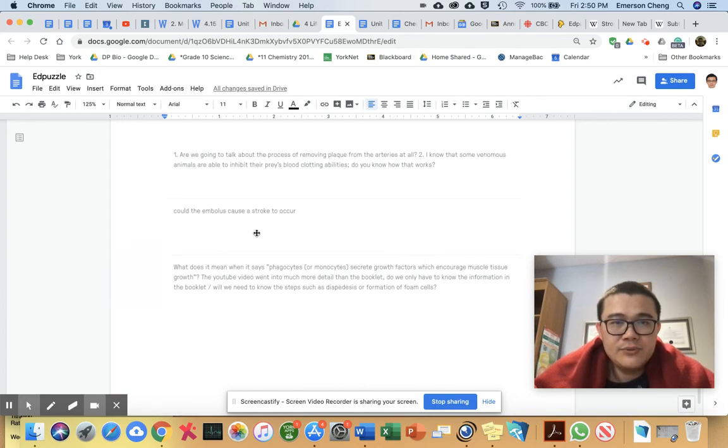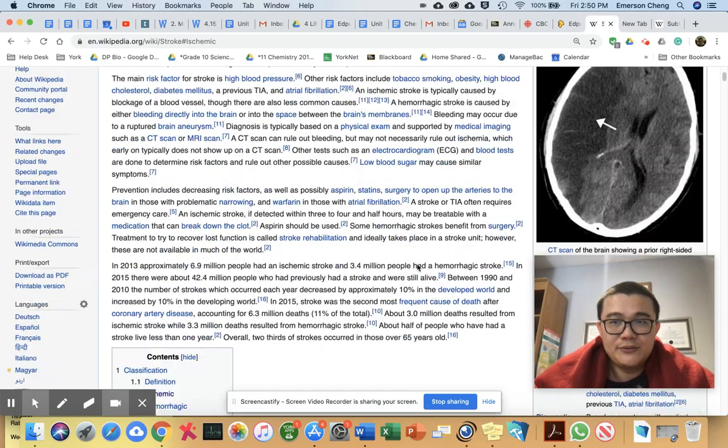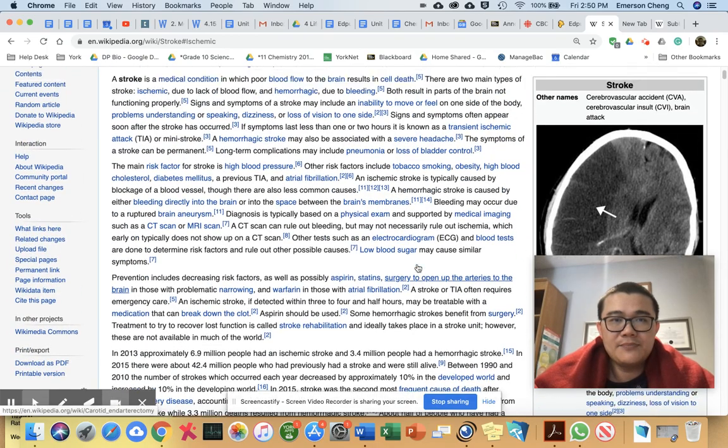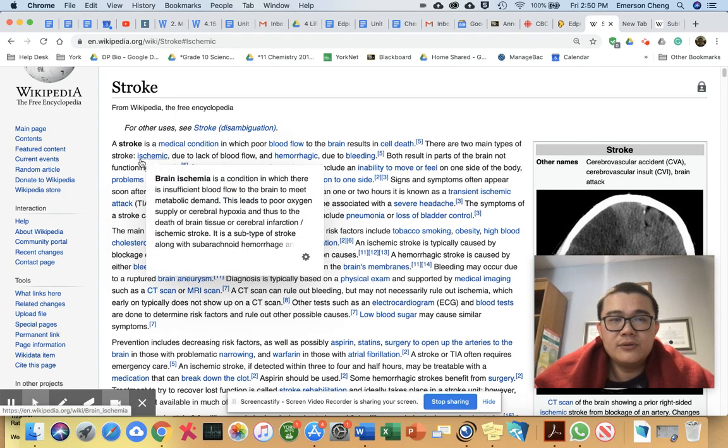Could embolisms cause a stroke? Can an embolus cause a stroke to occur? Now, this is a very good question. I actually looked it up for you. There are two main types of stroke. One is ischemic, so lack of blood flow. The other one is hemorrhaging due to bleeding.